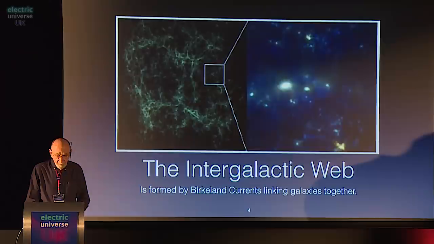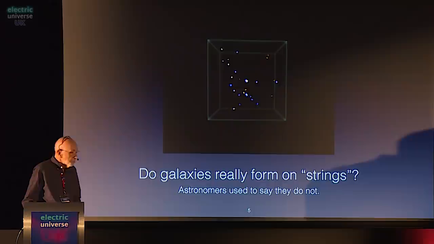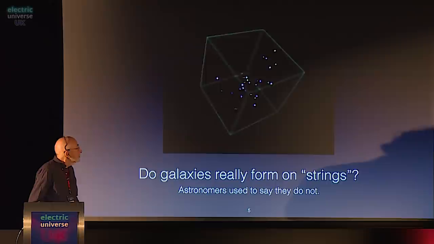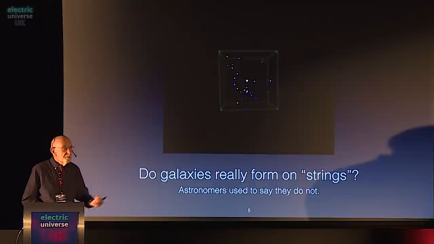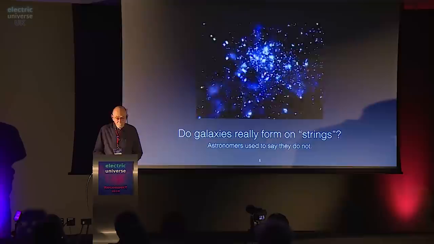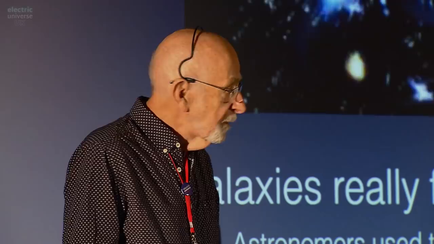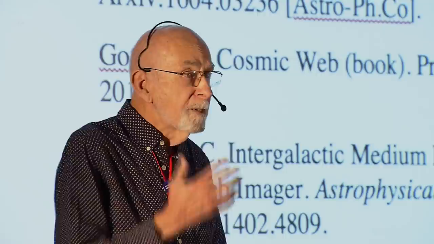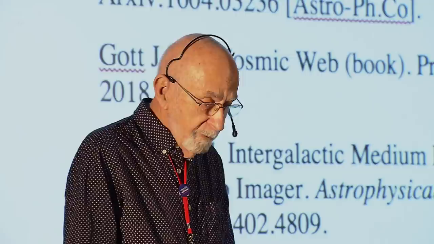But the question astronomers always poo-poo is, do galaxies really form on strings like this? And it depends on how you look at it. Sometimes with a certain view, oh yes, look at that string. If you look at it from a different view, you don't see any string. So it's beginning to be pretty much agreed by at least some subset of astronomers that yes, indeed, galaxies do form on these. They don't call them Birkeland currents yet, but that's exactly what they are. There is becoming a literature on the intergalactic web, and so it's becoming legit amongst astronomers to talk about this sort of thing.